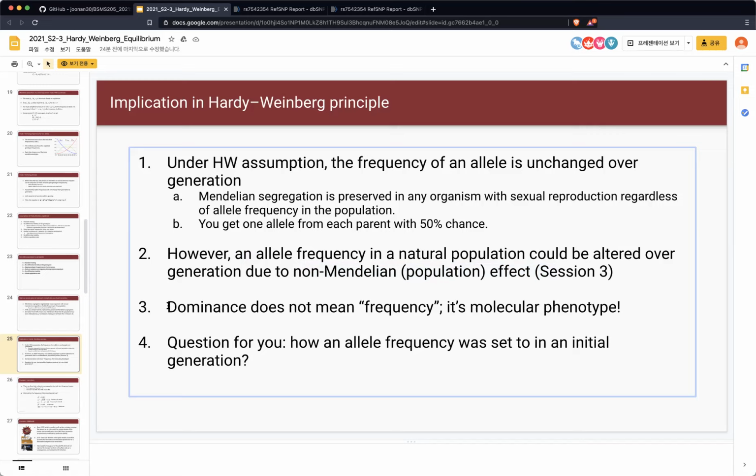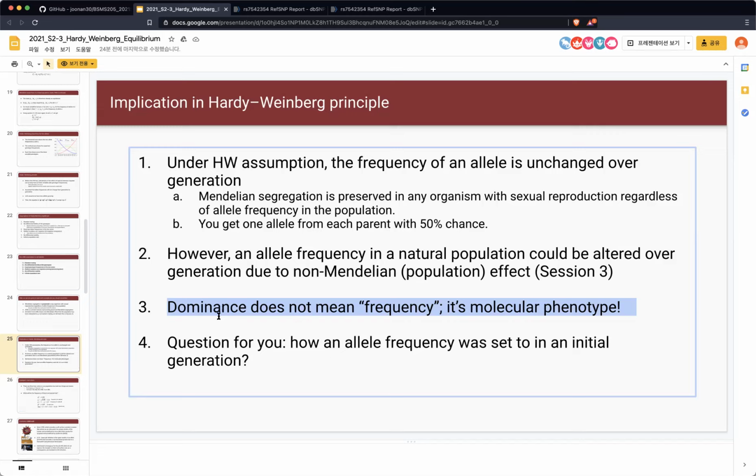If I have to pick one key sentence this time, I would keep this one for you: dominance in genetics does not mean frequency. It's a molecular phenotype. If you understand this sentence properly, then you're done. This is critical. If you translate dominance into Korean, it sounds like something indicating the majority within the population.